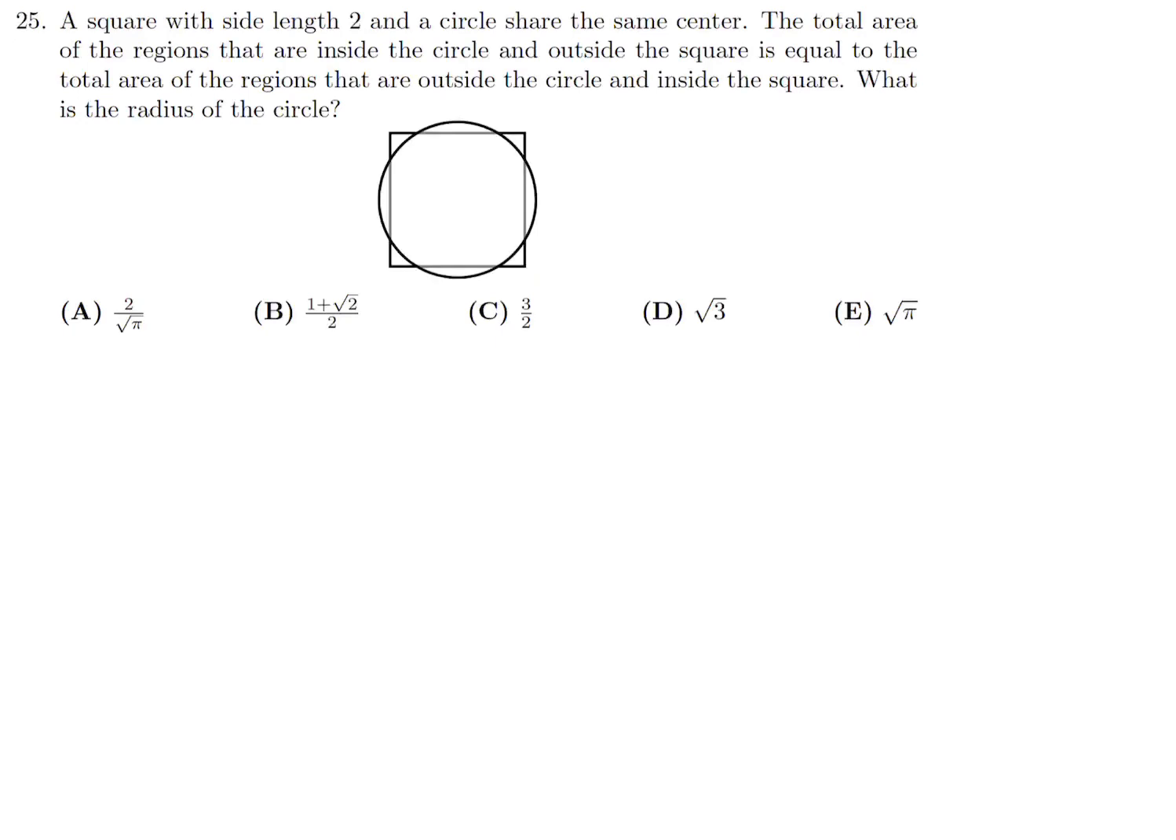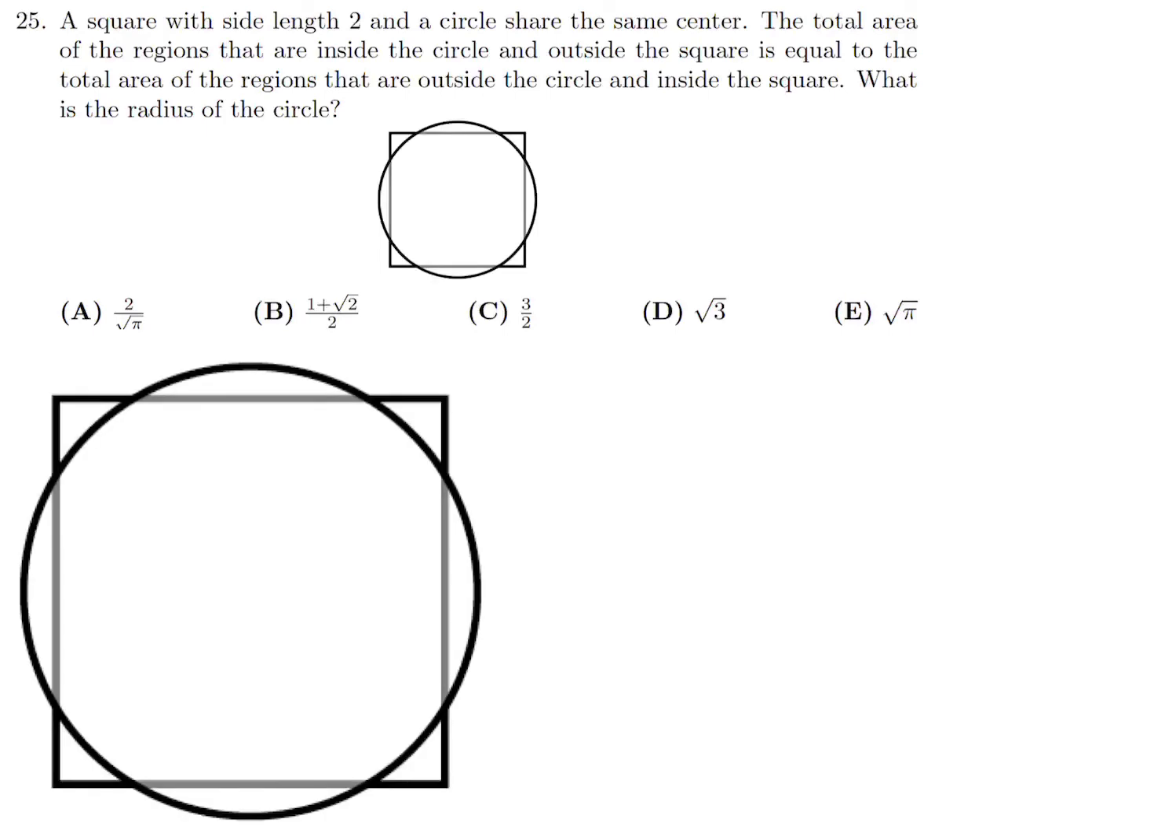A square with side length 2 and a circle share the same center. The total area of the regions that are inside the circle and outside the square is equal to the total area of the regions that are outside the circle and inside the square. What is the radius of the circle?